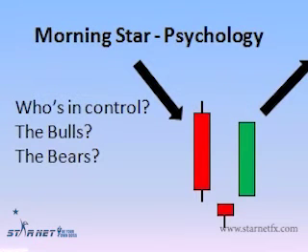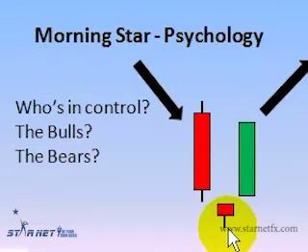Let's consider the psychology or the sentiment of the pattern, the morning star. Who is in control, the bulls or the bears? The bears are continuing the downtrend by forming a long red-bodied candle. The gap opening down to the second candle additionally appears bearish, but the small body of the star then shows a possible loss of momentum.